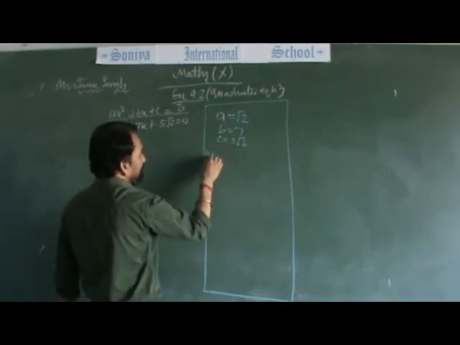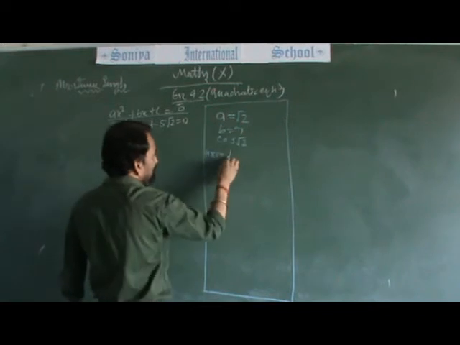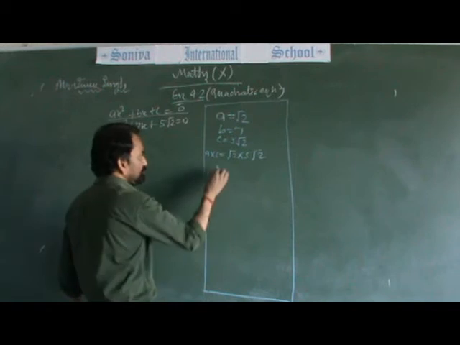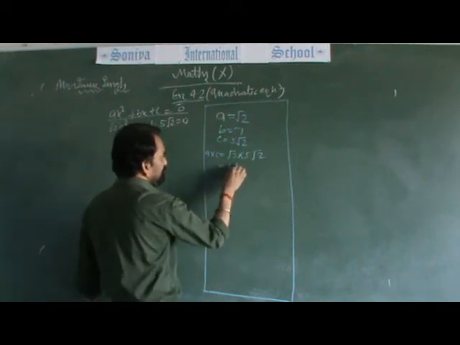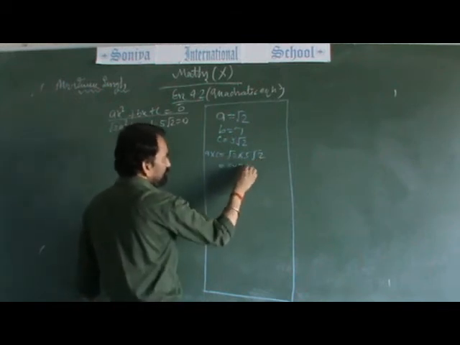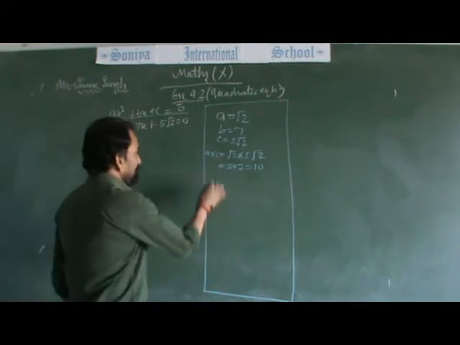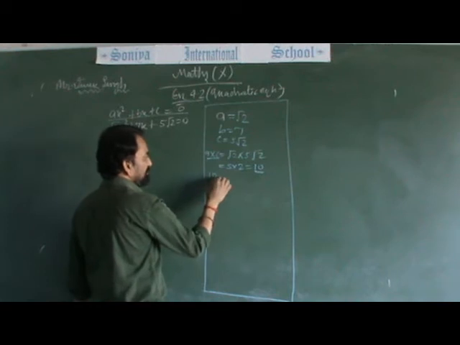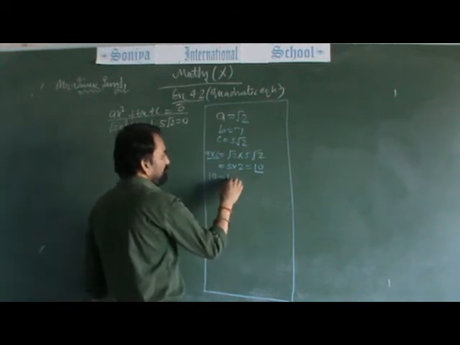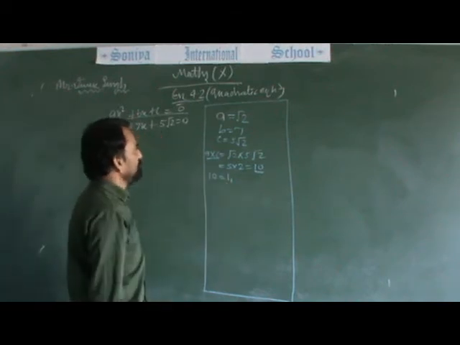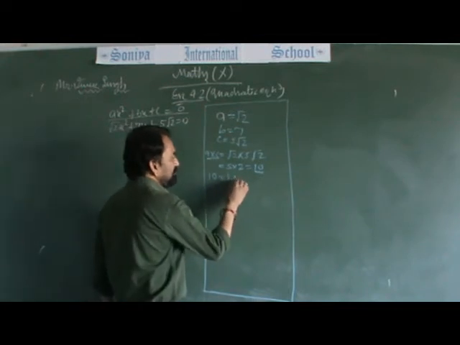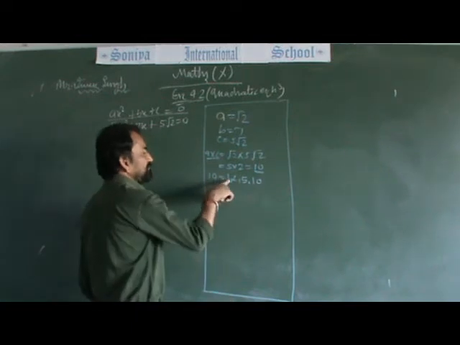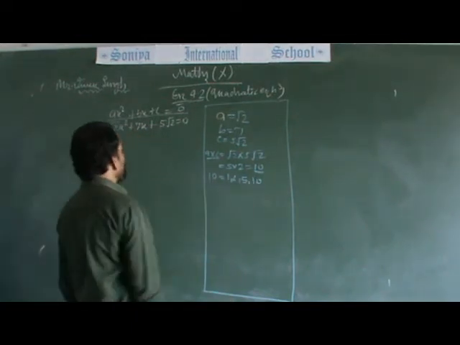First, find a into c. What is a? Root 2. And what is c? 5 root 2. So we have 5 root 2 into root 2, which is 5 into 2, that is 10. What is the product of a into c? 10. You write here 10 and all the factors of 10. What are the factors? The numbers which divide the given number exactly. So there are only 4 factors of 10: 1 into 10 and 2 into 5.